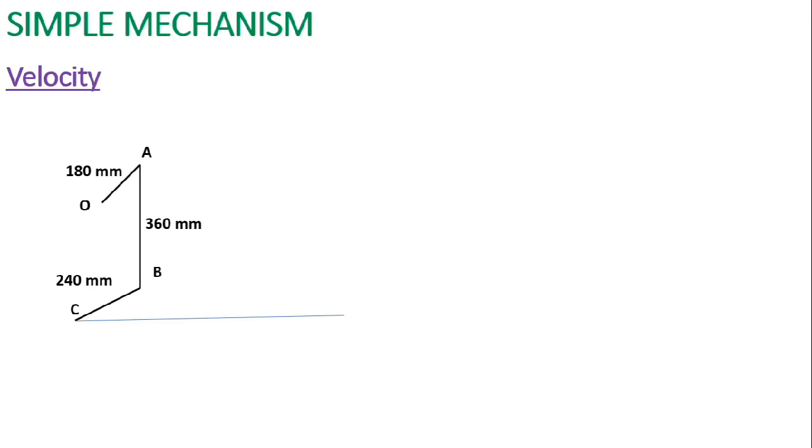So first, to determine the velocity, we need to construct the line diagram of the mechanism. So OA is constructed at 180 mm, then AB is constructed at 360 mm and BC is constructed at 240 mm. We take the horizontal and BD is constructed at 540 mm. So this is going to be the line diagram of the mechanism because all our velocity and acceleration vectors will be either parallel to these lines or perpendicular to the lines. So let us see how to calculate the velocity.